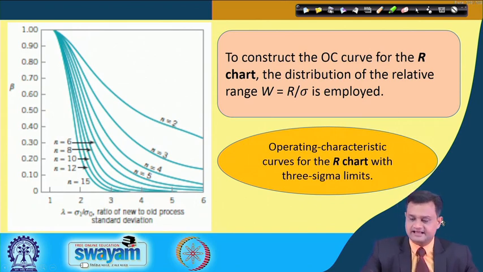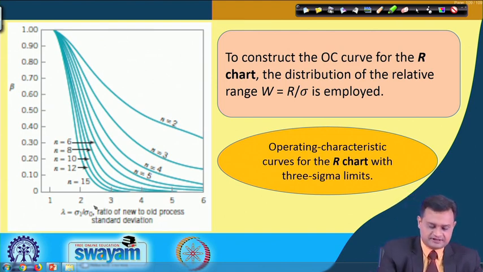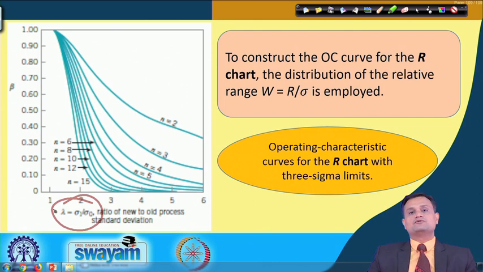Similar way, I can plot the OC curve for R, and here I am considering lambda is equal to sigma 1 divided by sigma 0, because for R chart I am considering that there is a shift in the variability. My original variability, let us say sigma 0, it has got shifted to sigma 1.